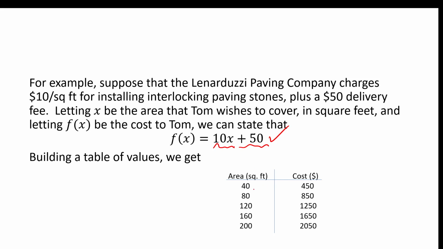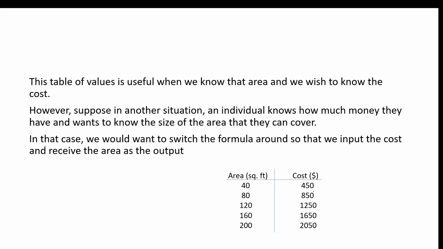So if we were to build a table of values, we would see that if Tom wanted to cover 40 square feet, the cost would be $450. And if he wanted to cover 80 square feet, the cost would be $850, and on and on. Well, this table of values is useful when we know the area that we want to cover and we want to know the cost. But suppose there's another situation where an individual has been saving up money. They know how much money they have and they just want to maximize the area that they can cover.